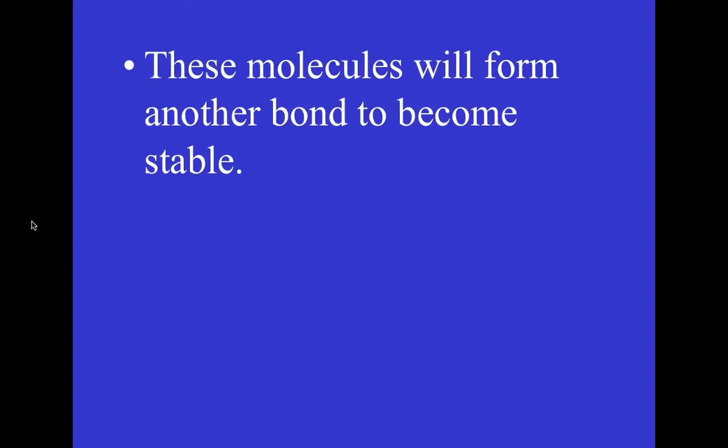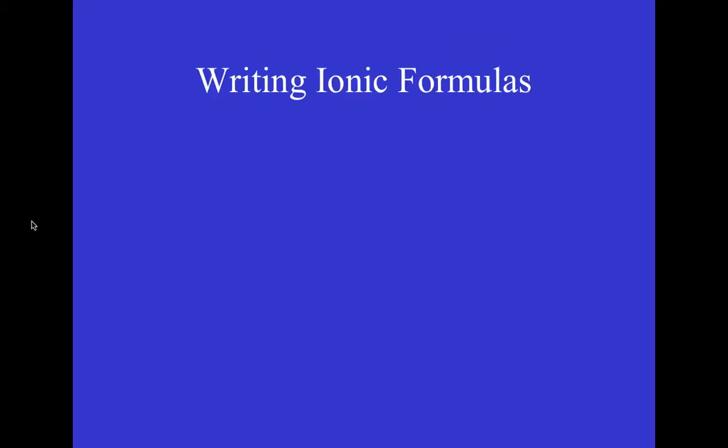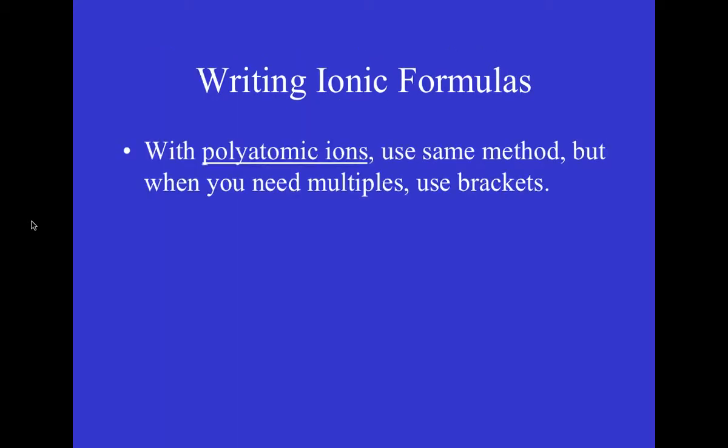So we get an ion that acts just like one of our single element ions. They bond with something else in order to become electrically stable. For instance, going back to our hydroxide, it would bond with calcium to make a stable compound that is neutral. So how do I actually write these formulas? With our polyatomic ions, we're going to use the same crisscross method as before, but when we need multiples of the ion, we have to use brackets.